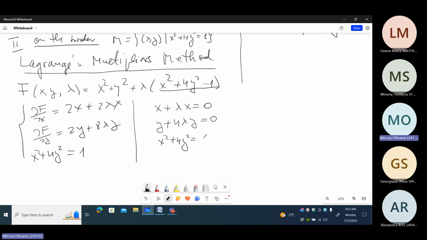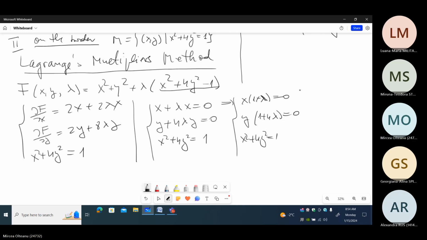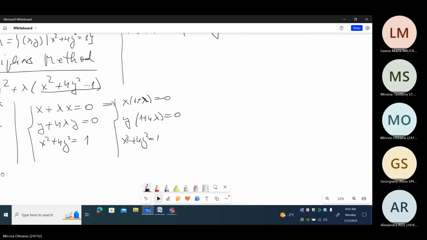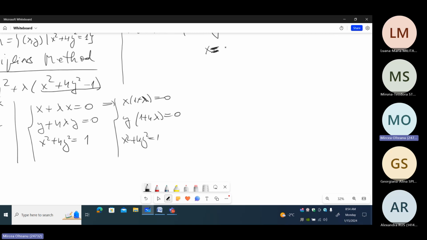Okay, let's solve this system. Now, from the first equation, we get x times (1 plus lambda) equals 0. Then y times (1 plus 4 lambda) equals 0. And of course, the last one is this one. And now, as we can see here, we have a few cases, yes? Now, if x equals 0, let's consider this case, yes?